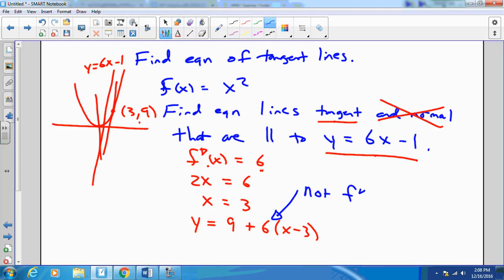The most common mistake is that people try to use f prime of x, and they give me some equation in terms of x, or some formula in terms of x for f prime. No, not that. We're looking at a specific point, and therefore we have a specific slope, a numerical value of the slope. Does that help?